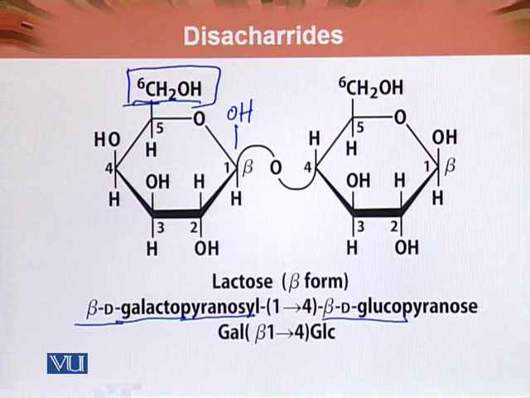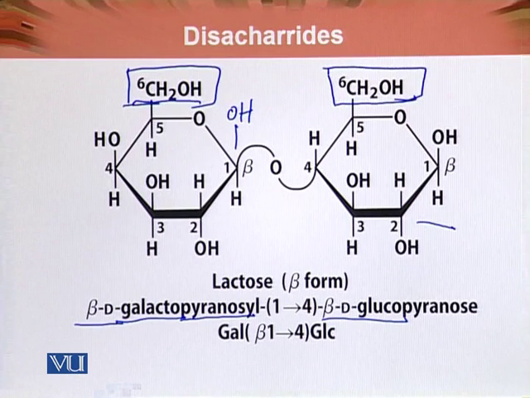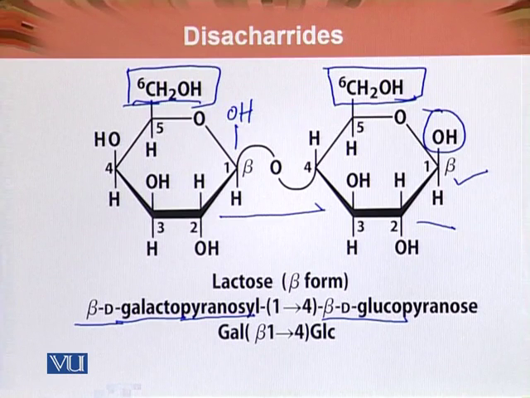Why is this D glucose also beta? Because carbon atom number 6 of this monosaccharide is in the cis position with the hydroxyl group which is present on the carbon atom number 1 of this glucose molecule. So this is the beta position and the galactose is also in the beta position. So this linkage is called beta 1,4 linkage. This disaccharide known as lactose or milk sugar also has reducing properties.